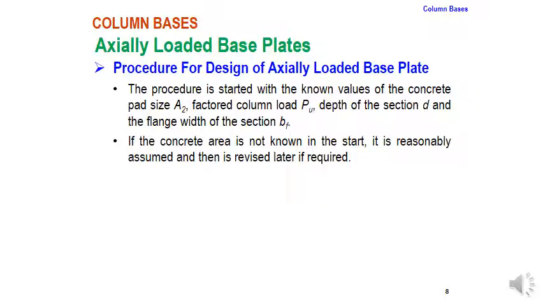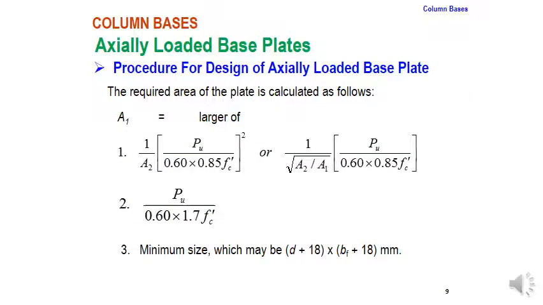Now the procedure for design of an axially loaded base plate. The procedure starts with the known values of the concrete pad area A2, factored column load PU, depth of the section D, and the flange width of the section BF. If the concrete area is not known at the start, it is reasonably assumed and then revised later if required. A very simple flow chart is there for the procedure of the design, and very simple equations and an example problem we are going to solve.